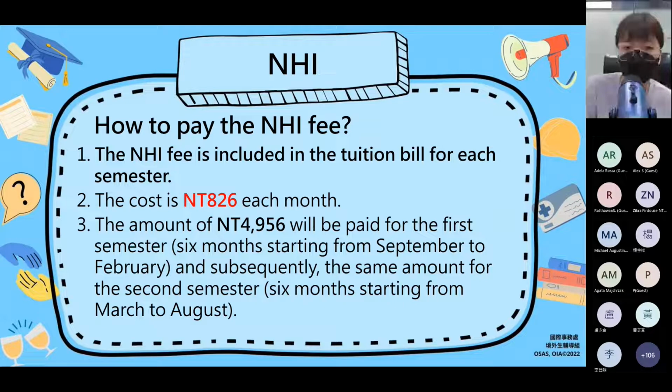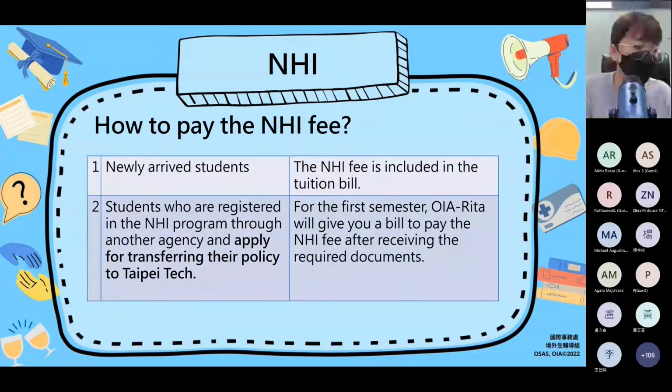And the second semester is for March to August. If you are a new student, for example, you come to Taiwan in September, and the eligible date might be after March, so you will see the NHI fee on the tuition bill next semester. And if you are a student who is registered in the NHI program through another agency and you need to apply for transfer in to Taipei Tech, I will give you a bill to pay after I receive the document from you.